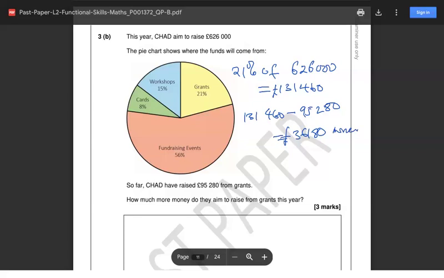So with grants, that was actually 21%, they have raised that. You put that one there. So from grants, how much did they need to raise this year? So they want to raise what? The whole thing is 25% from grants. They have raised 95,280. Let's take that one away from 21%. Then you're going to get your answer.